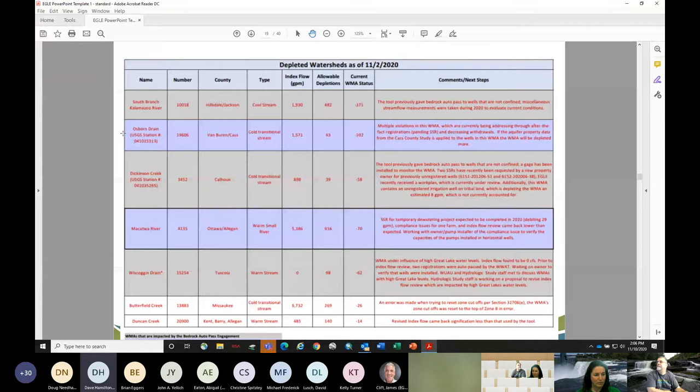Okay. Yeah, just a little backstory on the Wiscogan Drain here. At the time the tool was developed, 2008-ish, that was in the middle of a 13-year stretch of low Great Lake levels, and now we're in a prolonged stretch of high lake levels, which really wasn't considered at the time. We've met with water use staff and met with our hydrologic study staff, and hydrologic studies is developing a workaround proposal for how to revise an index flow for a water management area like this one that is under the influence of the high Great Lake water levels.